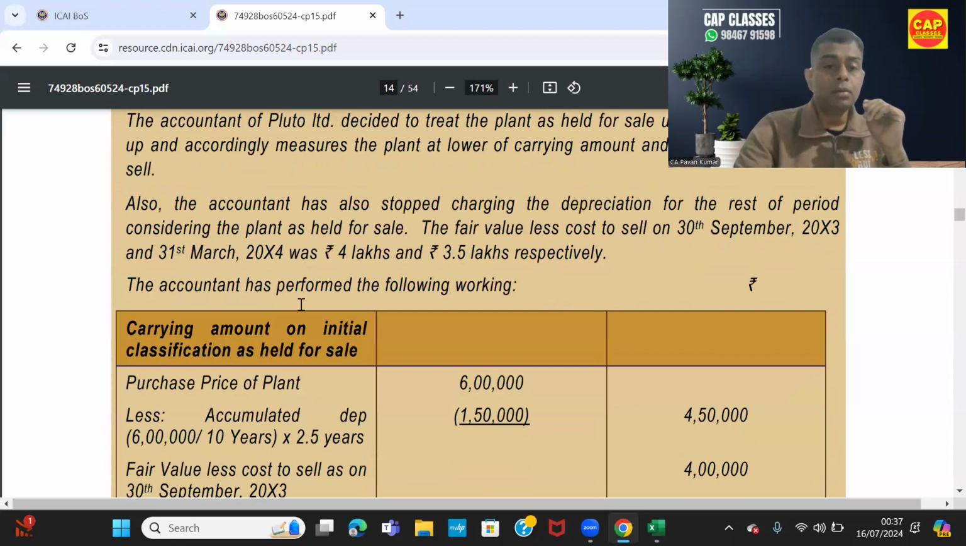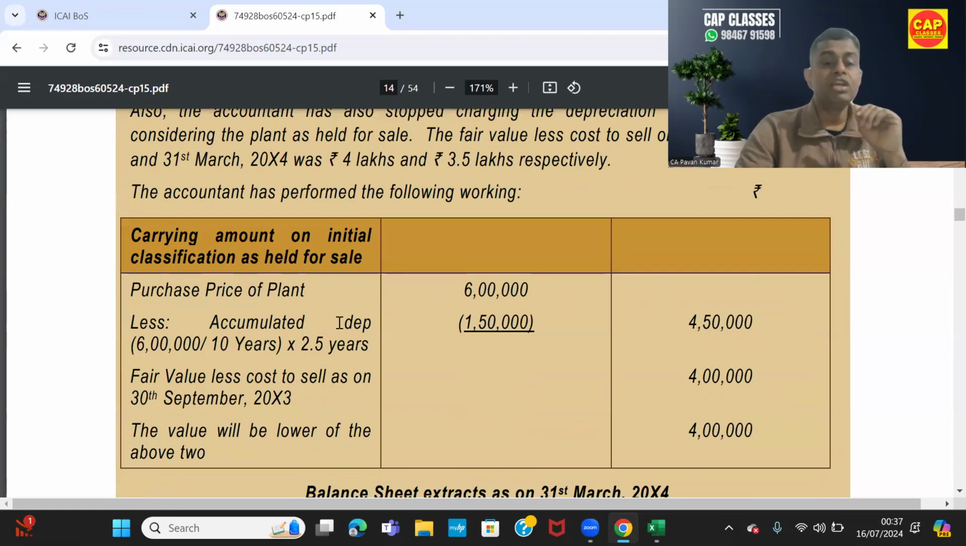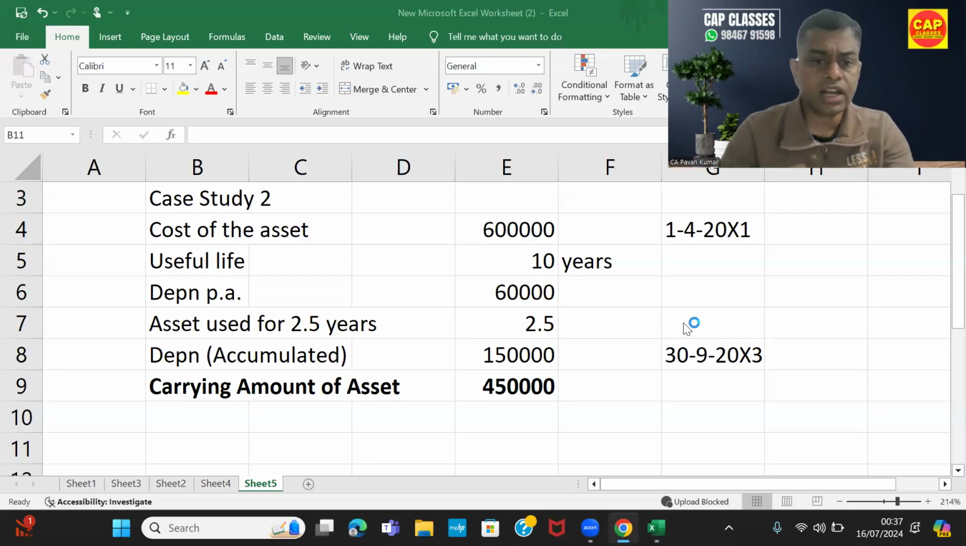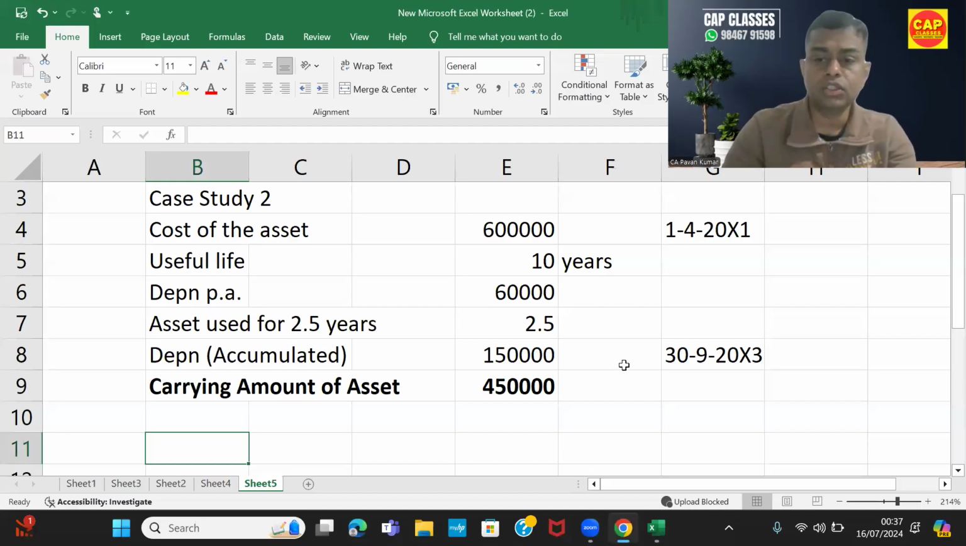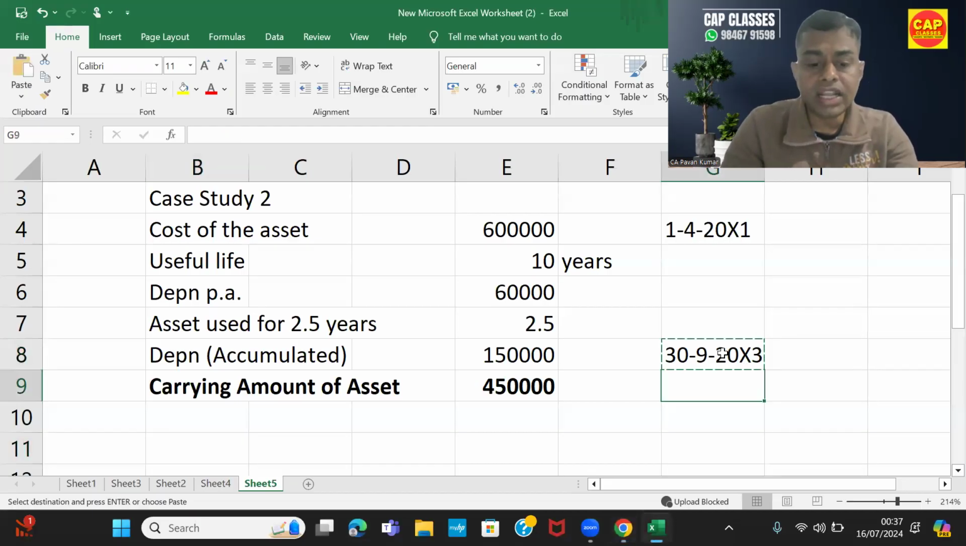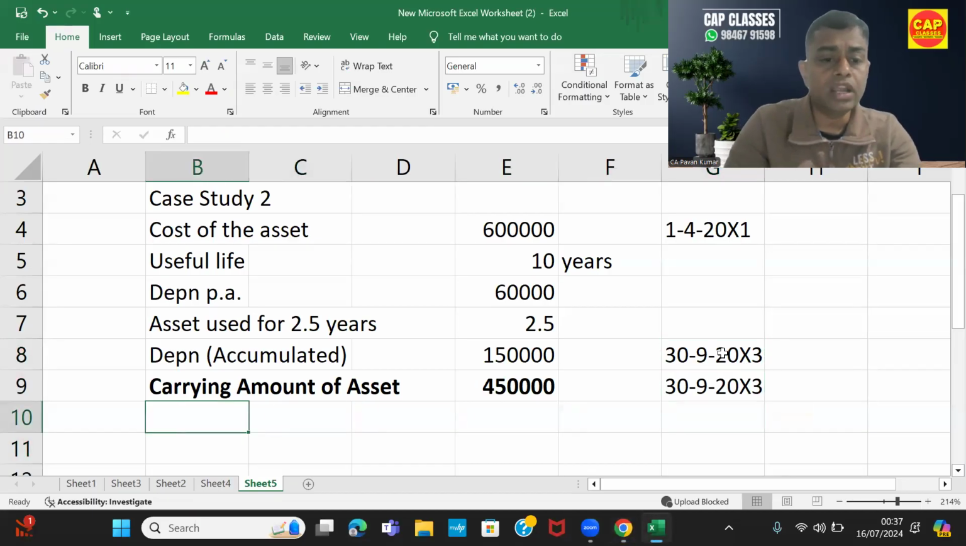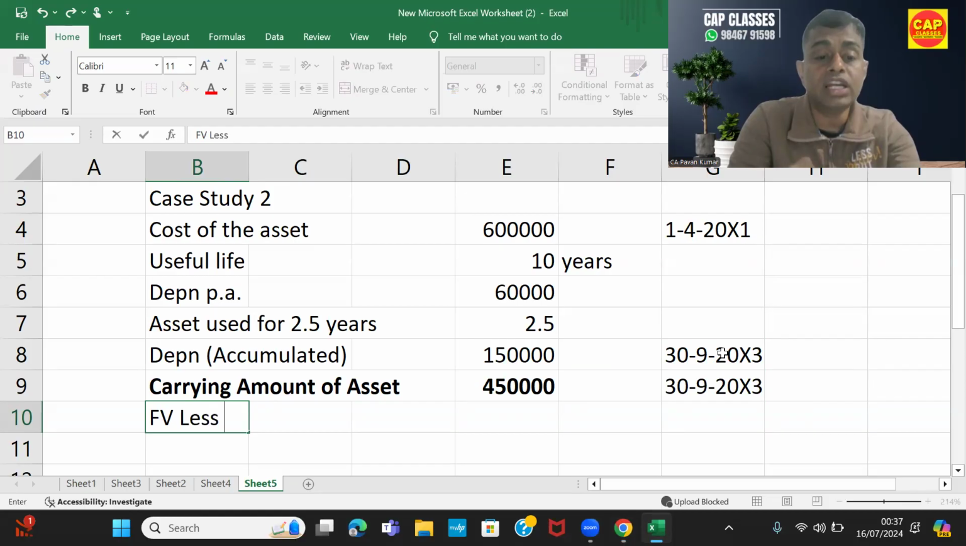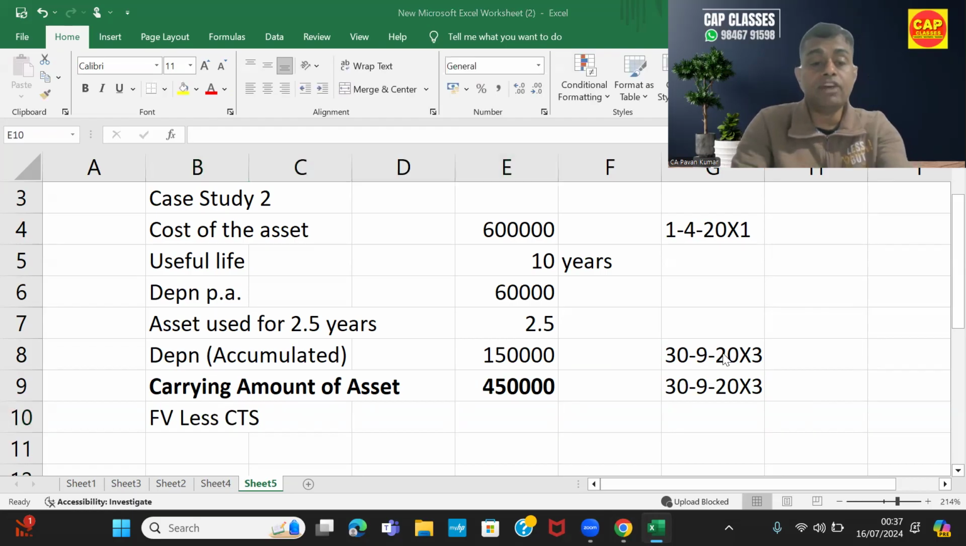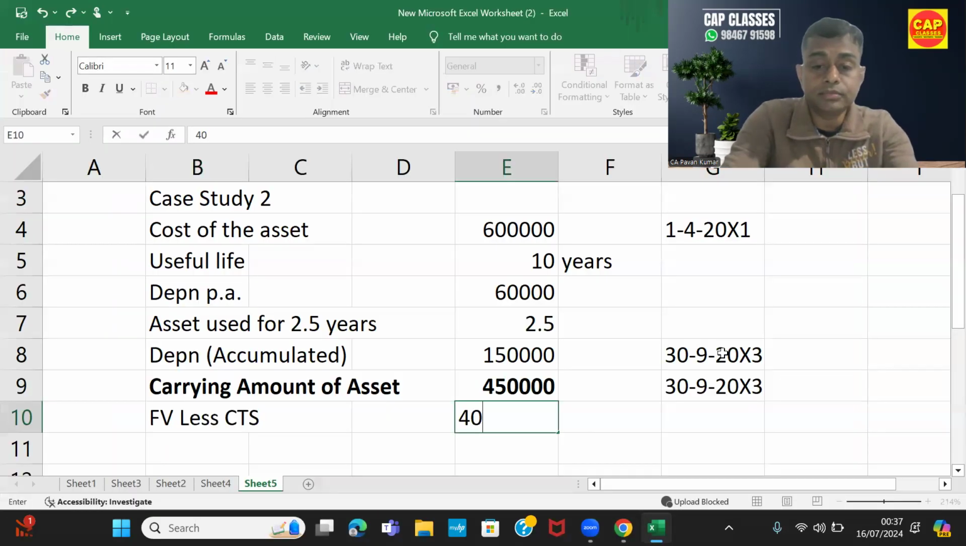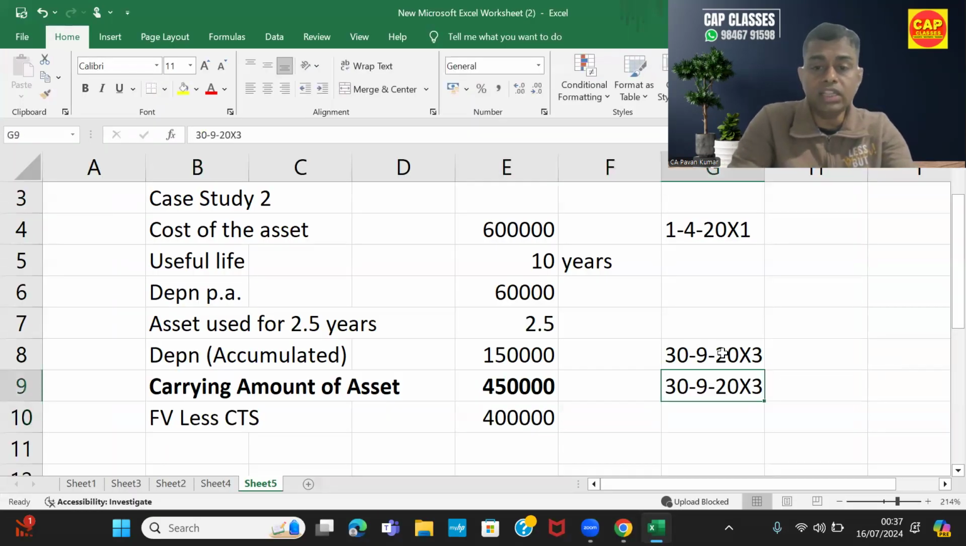Purchase price of plant 6 lakhs. Accumulated depreciation 1.5 lakh. Carrying amount 4 lakh 50,000. Up to this, correct. So this is the story on 30th September. Now, on 30th September, what is fair value less cost to sell? Fair value less cost to sell is 4 lakhs on this day.